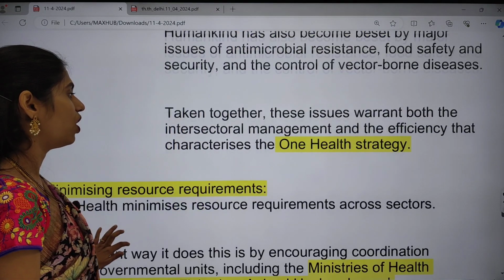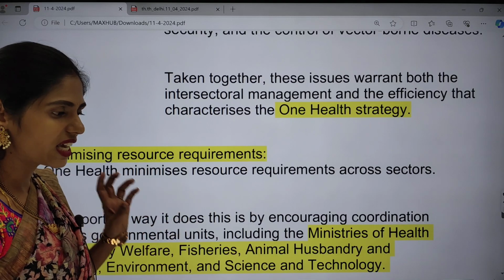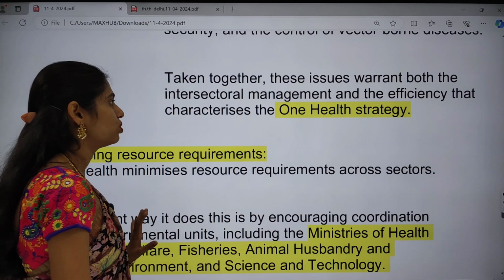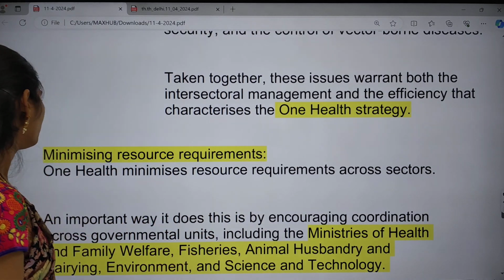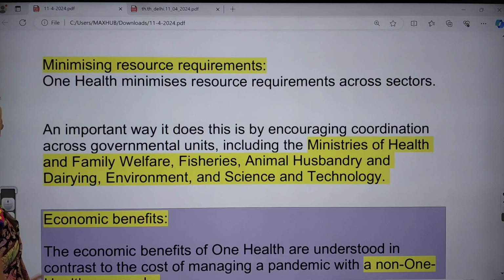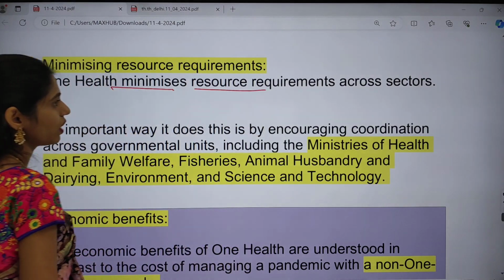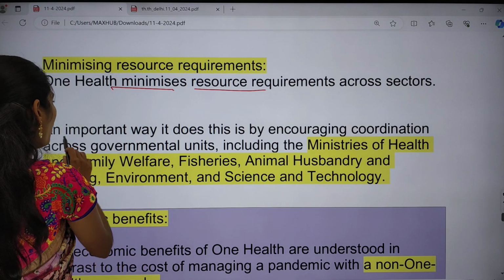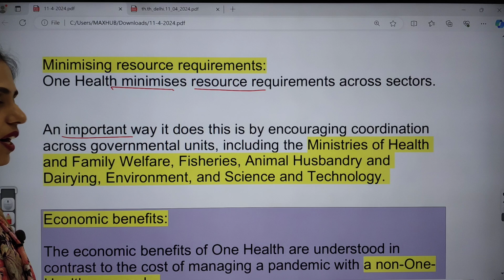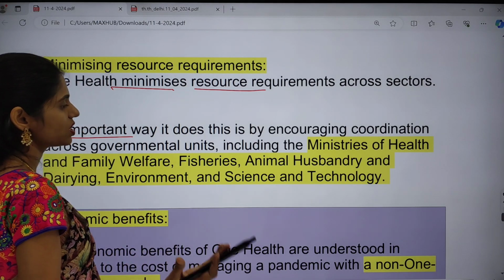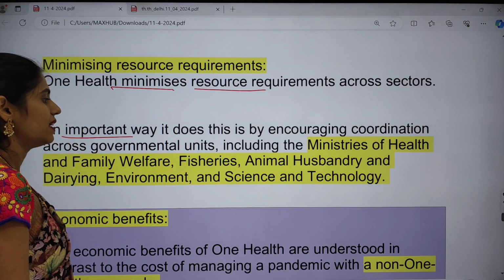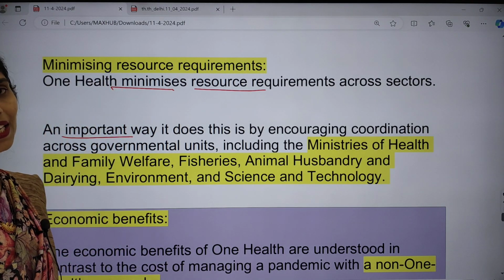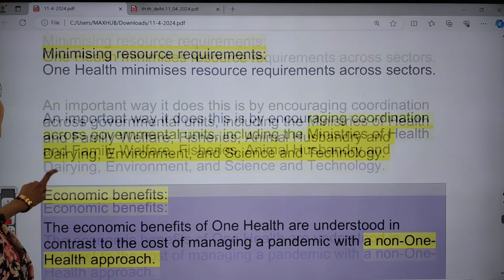Because of all these issues, we have to manage the health of the environment, plants and animals together. This approach is called the One Health strategy. We also have to minimize resource requirements. One Health minimizes resource requirements across sectors like the human sector and the animal husbandry sector. An important way it does this is by encouraging coordination between different stakeholders like different ministries of government, the science and technology department, the environment and ecology department, and animal husbandry and dairying.